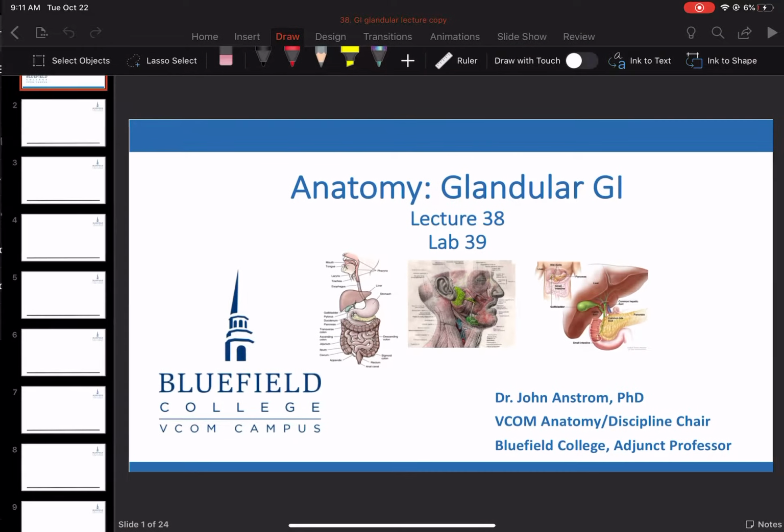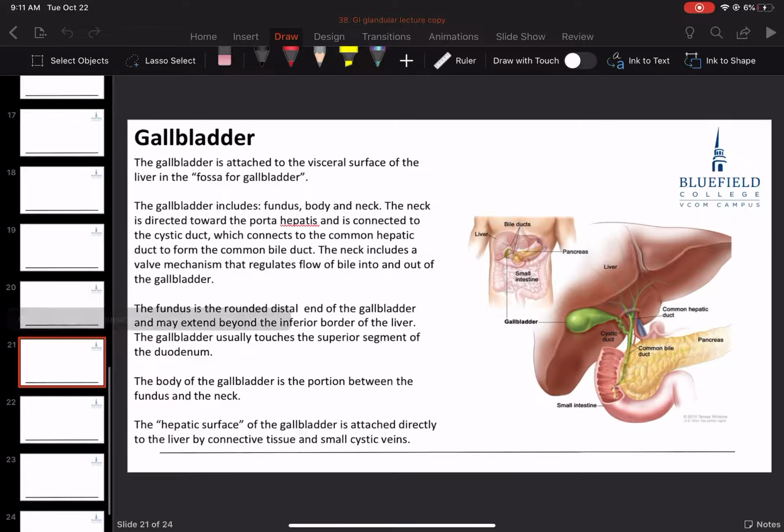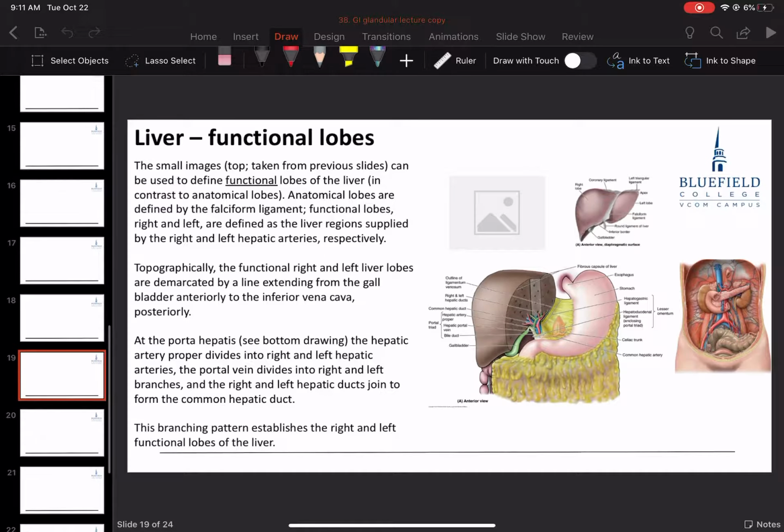The falciform ligament demarcates a large right lobe and a smaller left lobe. These are anatomical lobes, not functional lobes.